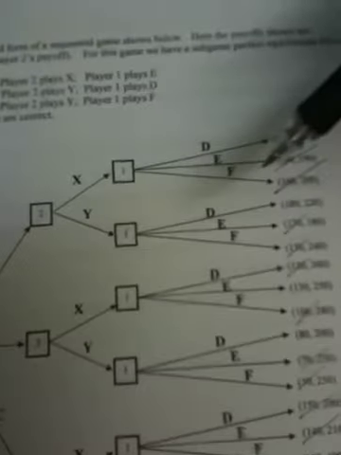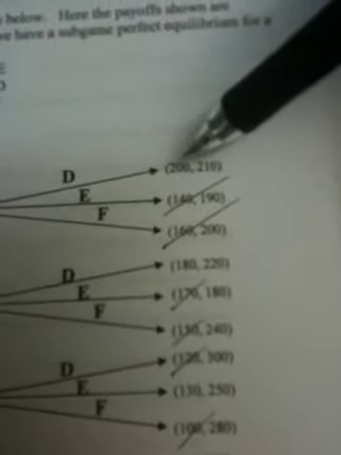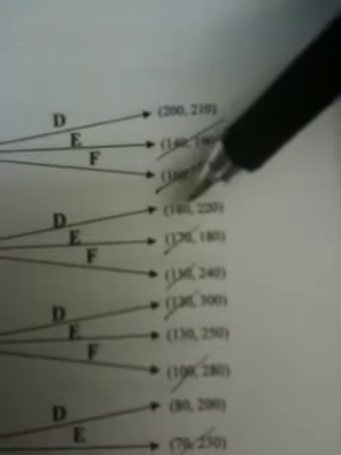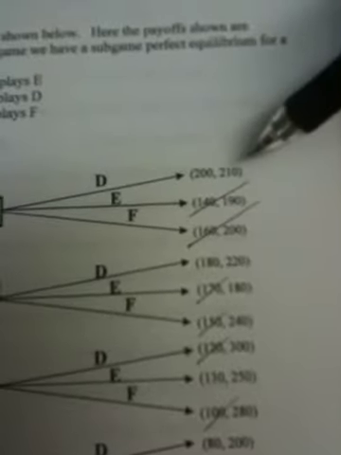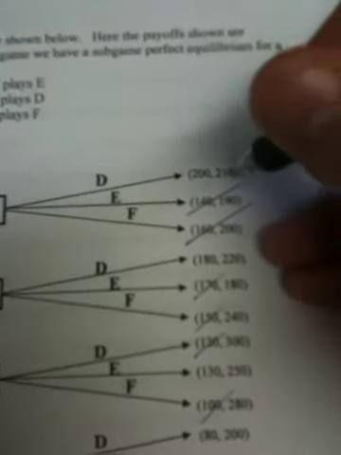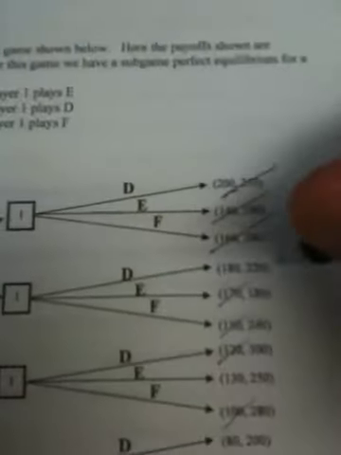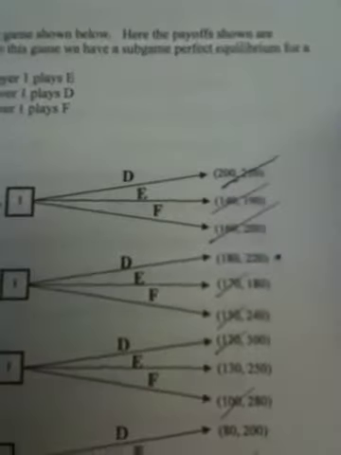Now, player 2 has to choose between what player 1 has left him, which is the top or the bottom, and player 1 wanted to get 200 here, wanted to get 180 here. Now we're looking through player 2's perspective. So player 2 can either get 220 or 210. So player 2 doesn't want the 210. So this is still a possibility.